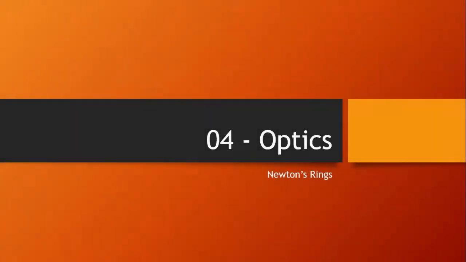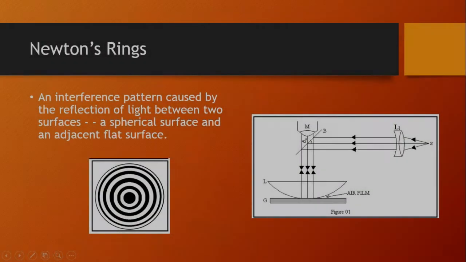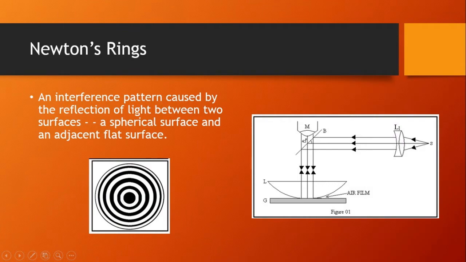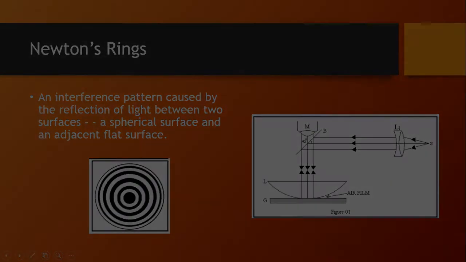These slides are about Newton rings. It is the method of observing the interference in the light waves. It is an interference pattern caused by the reflection of light between two surfaces, a spherical surface and an adjacent flat surface.